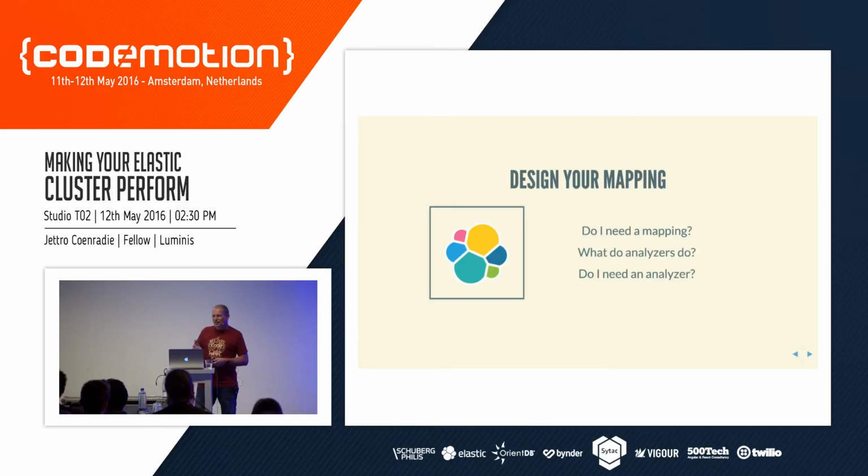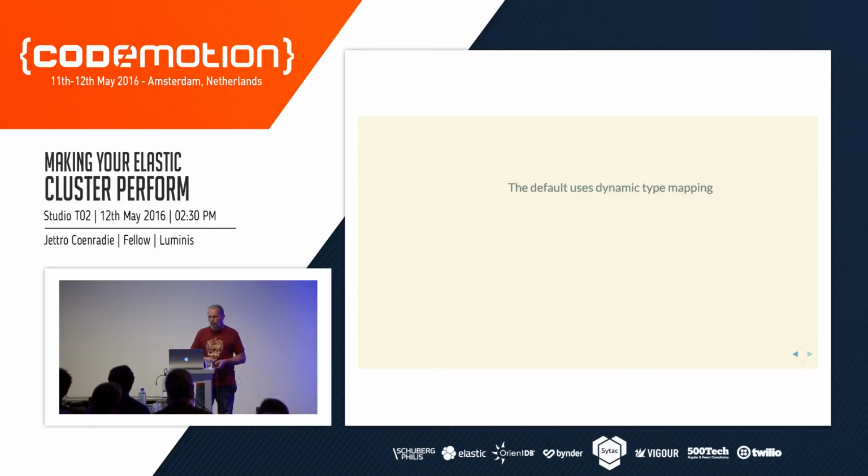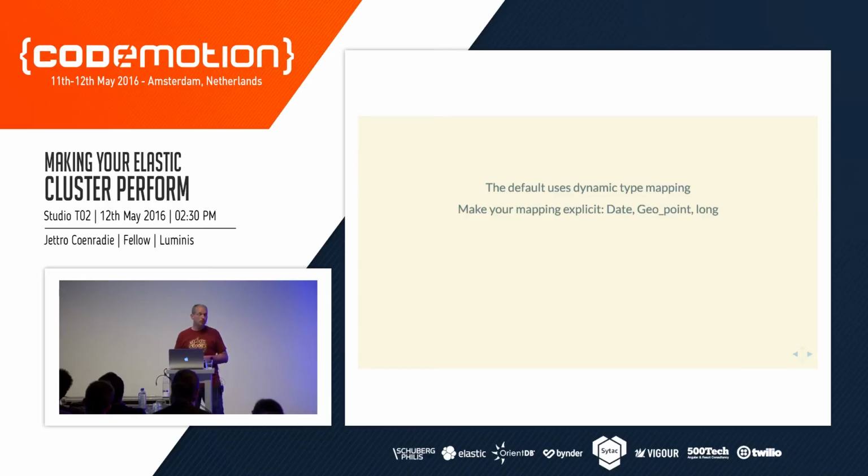So, okay, there's always a mapping in Elasticsearch. The question is, do you create it, or does Elasticsearch create it for you? And that's what we're going to talk about as well. So the default is dynamic mapping. When you insert data into Elasticsearch, it will try to guess what the data is, if it's a string, a date or a number, and then it will create a mapping for you. Sometimes it's just wrong, and sometimes it just doesn't know how to do it.